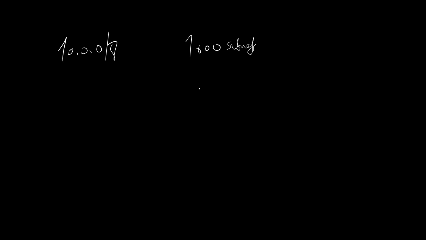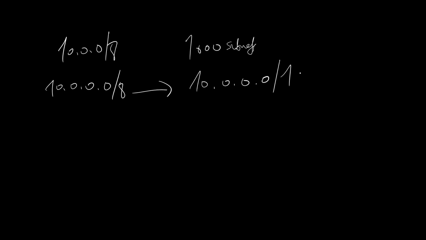To create 1000 subnets, I need 2 to the power of n to be equal to 1000. And 2 to the power of 10 is equal to 1024, which is very close to 1000. So it means I'll need to borrow 10 bits. Initially, I had my network at 10.0.0.0/8. If I borrow 10 bits, it will mean my network will go from there to 10.0.0.0/18 because I've borrowed 10 bits.